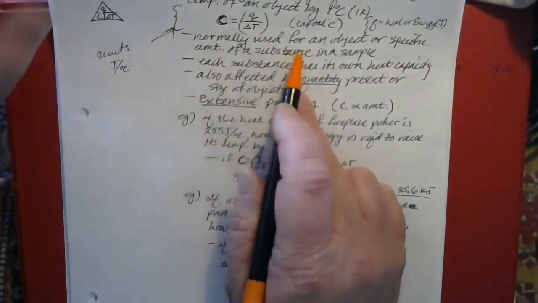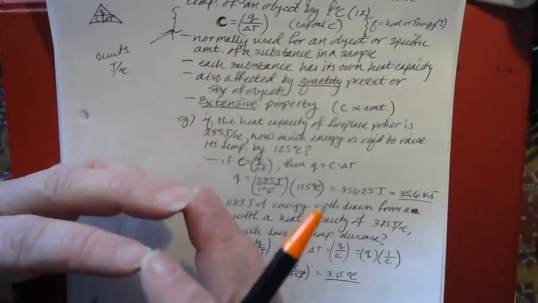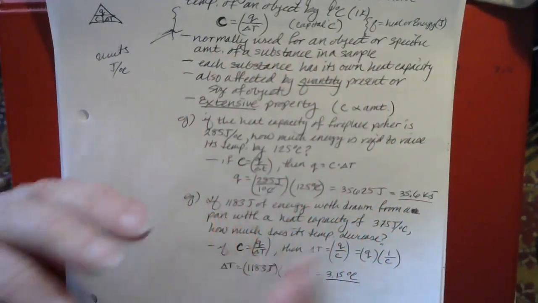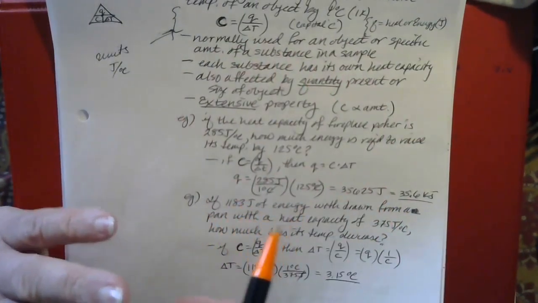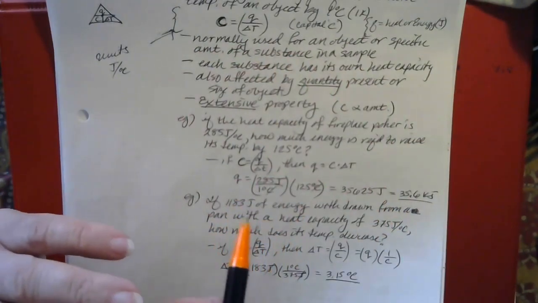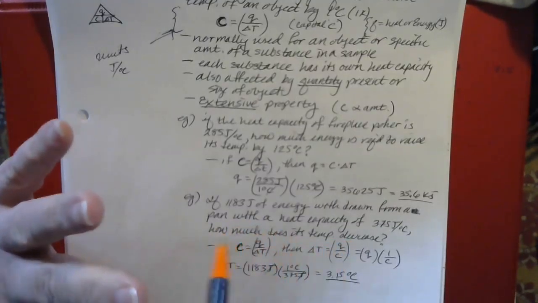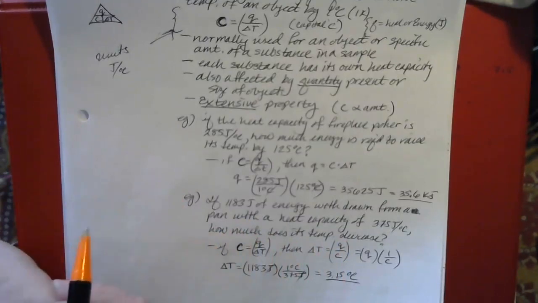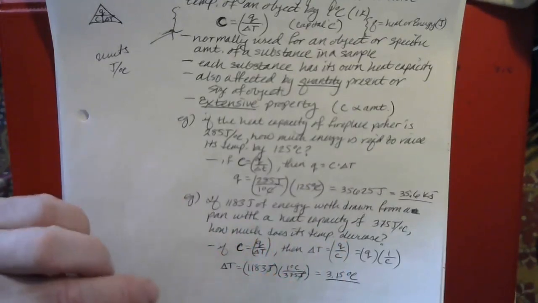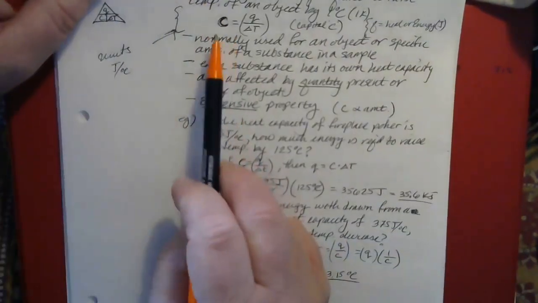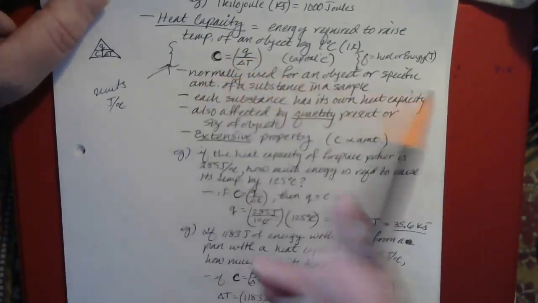Heat capacity is normally used for an object or a specific amount of a substance in a sample. Capital C, heat capacity, is often used if you have an object or a sample that's always the same substance and always the same size. Like if you're doing experiments in a calorimeter, and it's always the same calorimeter, the same mass and made of the same materials, then you'll often use heat capacity to account for how much energy is expended in changing the temperature of the calorimeter by a certain amount.